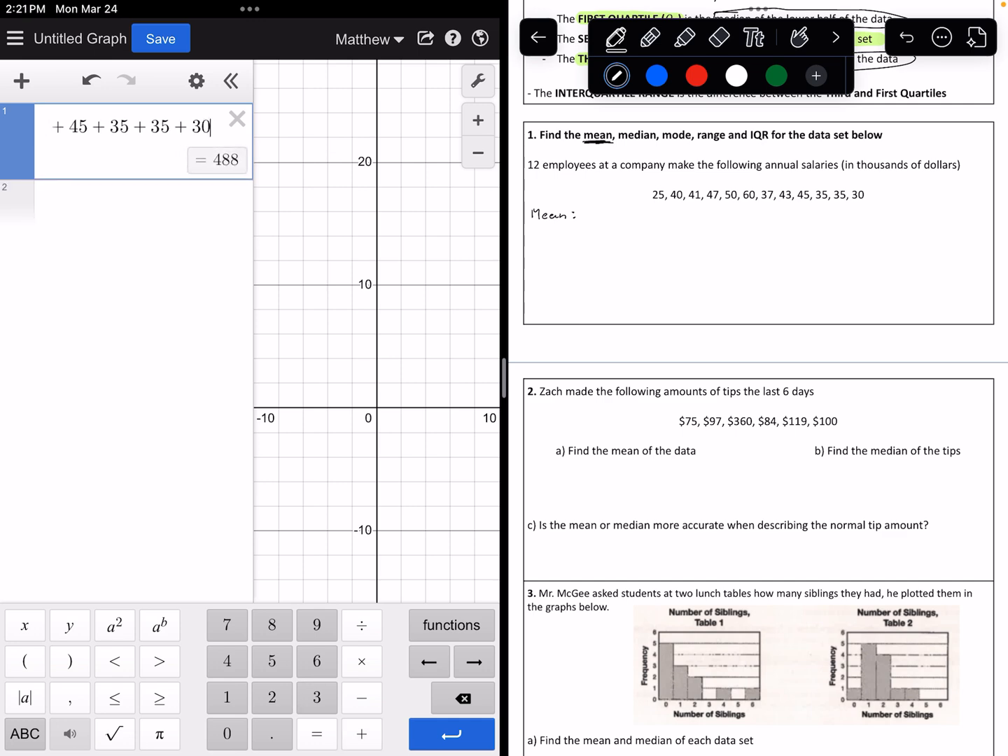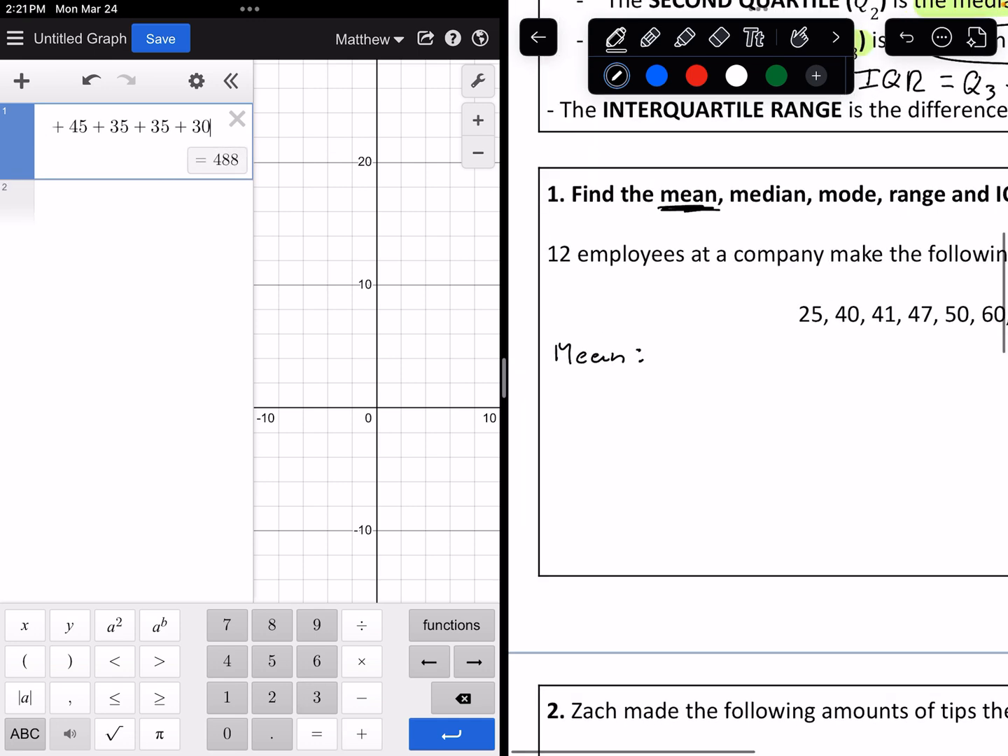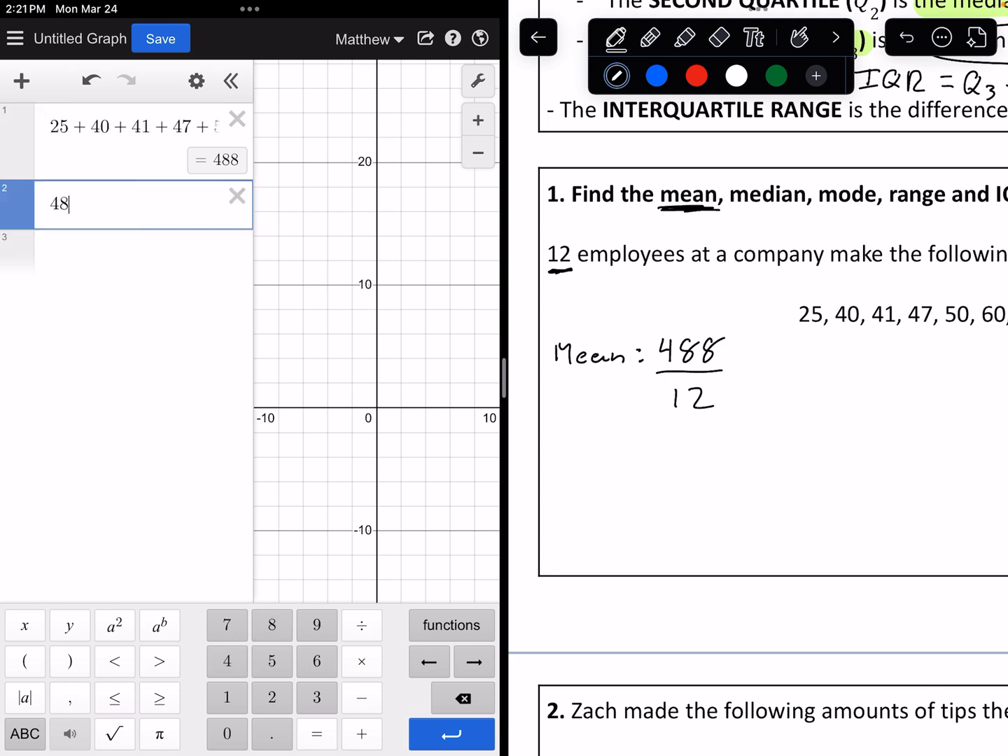Okay, so I added them all up and I got 488. And then I'm going to divide it by the total number of numbers that I had, or the total number of data points, which in this case is 12. So I'm going to do 488 divided by 12. And when I do that, 48 divided by 12, that's 13.